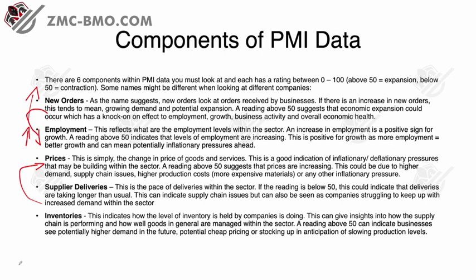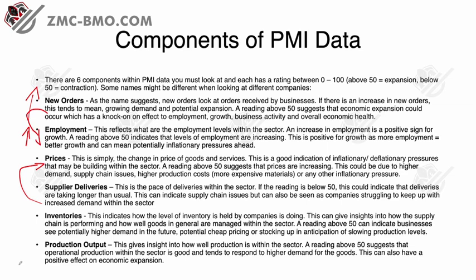The ISM services in particular, or ISM company. S&P Global also has it, but I like how the ISM company, Institute of Supply Management, I believe is what it's called off the top of my head. I might be wrong, but please don't scream at me. But overall, it just gives us an inventory level. A reading above 50 can indicate businesses that see potentially high demand in the future, potentially cheap pricing, stocking up in anticipation of slowing production levels. For example, they might see that their production in the company itself is slowing. They might need to increase their inventories to cope with that.